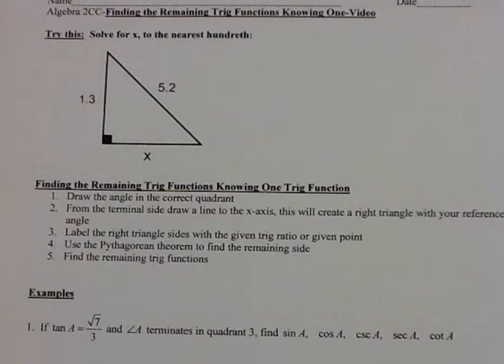Okay, so what we're going to work on today is finding trig functions when you only know one trig function. All right, so let's take a look at the try this. It says solve for x, so I do have a right triangle here. One side of the right triangle is 1.3, the hypotenuse is 5.2, and I'm looking for the third side of the right triangle, so we would use the Pythagorean theorem.